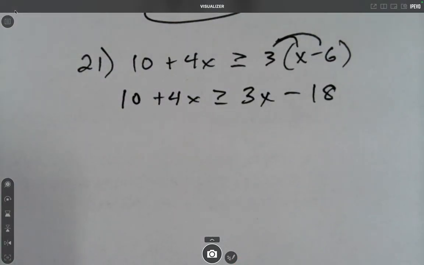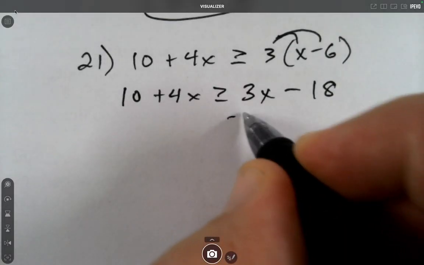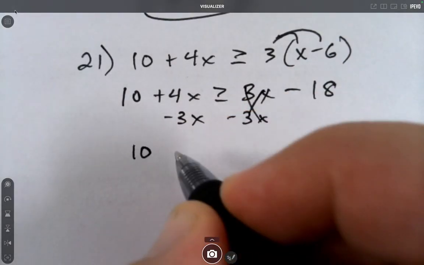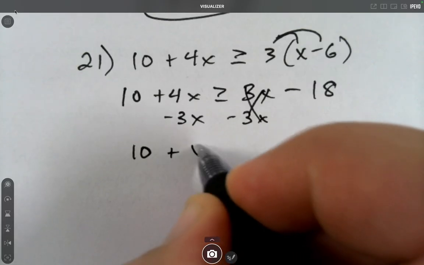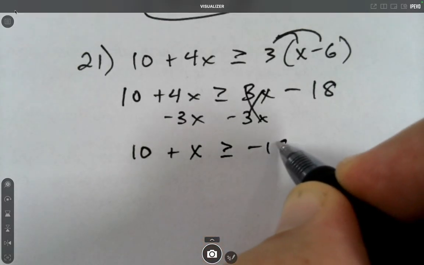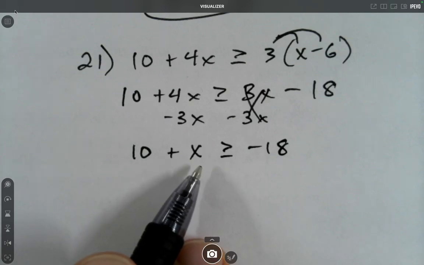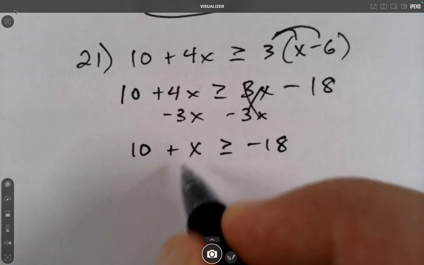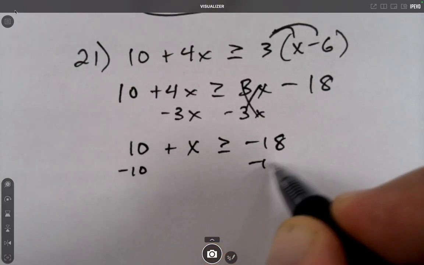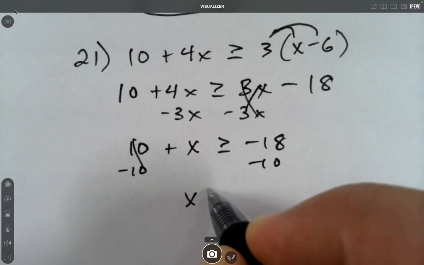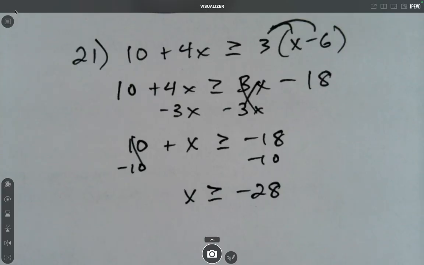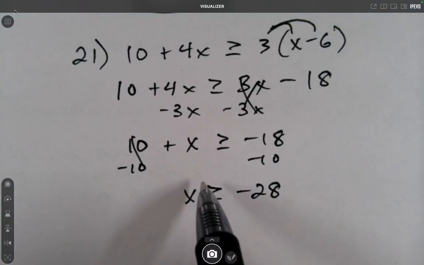We have variables on both sides of the inequality. So the first goal I have is to combine the variables. So I'll subtract 3x from both sides. 4x minus 3x is 1x. And now that we've gotten the variable on just one side, we'll want to get the constants over on the other side. So I'm going to move the 10 so I get x by itself. So I subtract 10 from both sides. We get x is greater than or equal to negative 28.